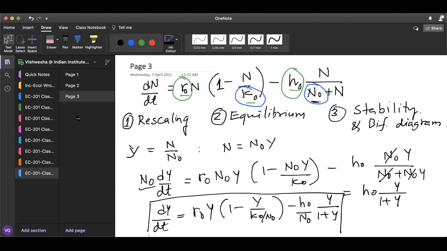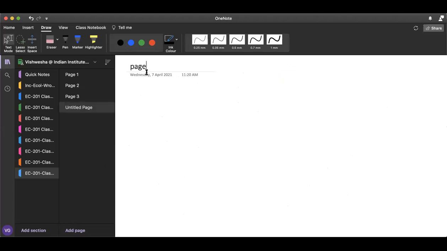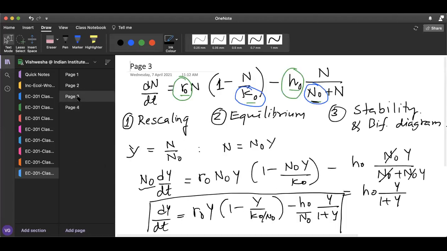Let me go to the next page now. So what else can we do now? Can we do a few things before we go? Let's do one more thing.